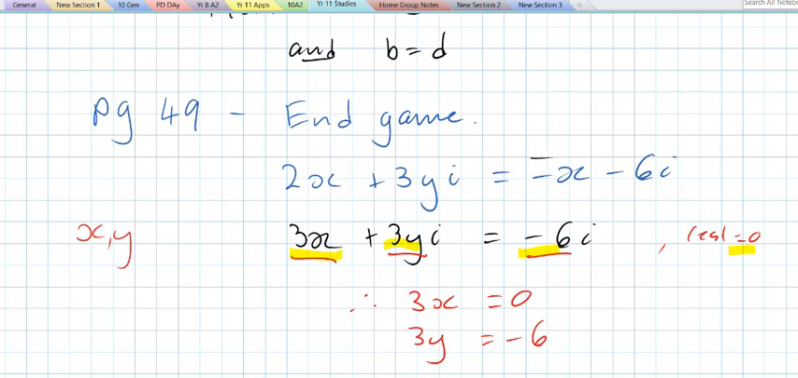Okay? Now with the practice questions you're about to go through, remember the end game if you like. Our end game is to get x and y on the left, all the constants on the right, and then equate real and imaginary. So the real parts are equal and the imaginary parts are equal. Alright, there's only 2 questions. Page 49, question 1 and 2.